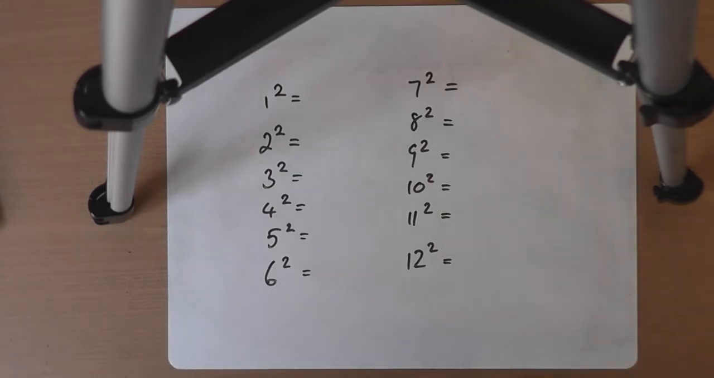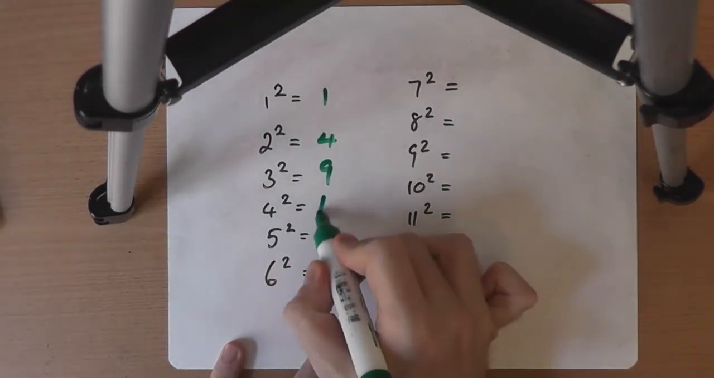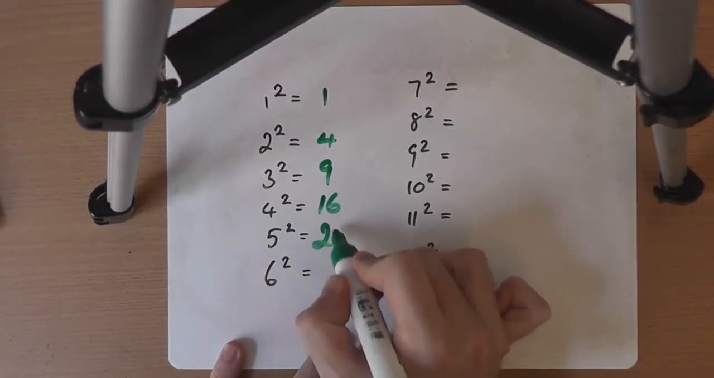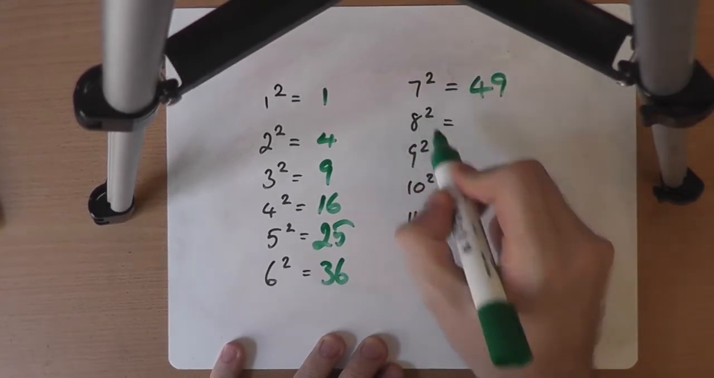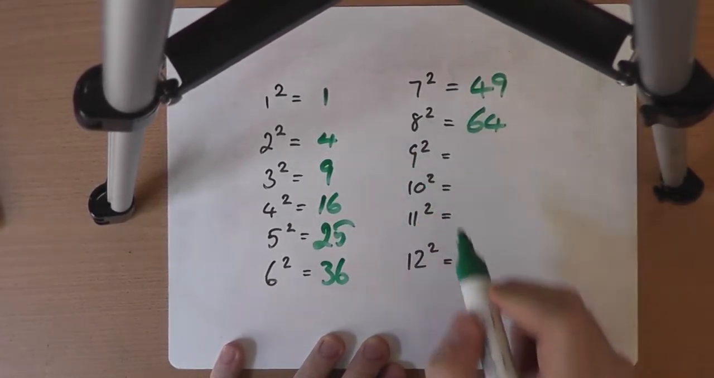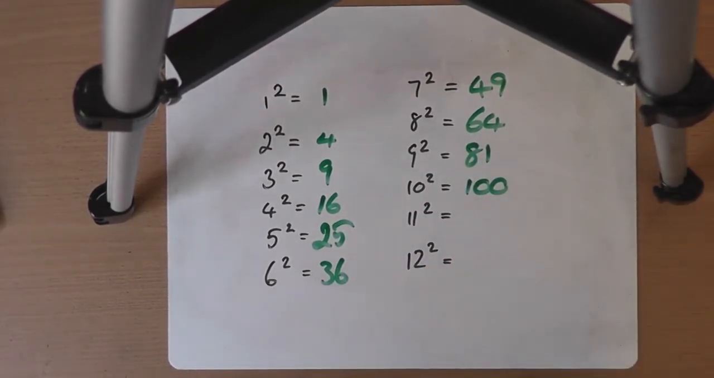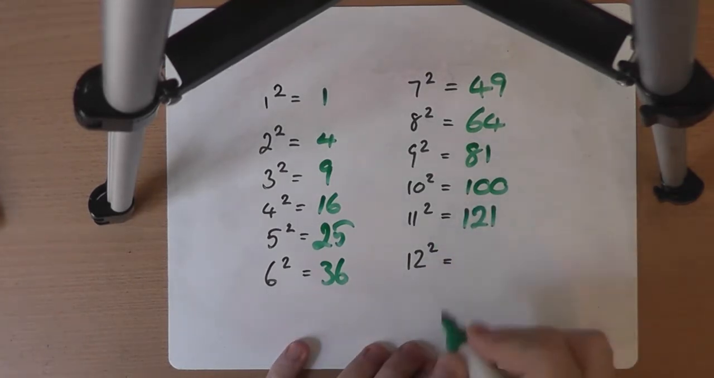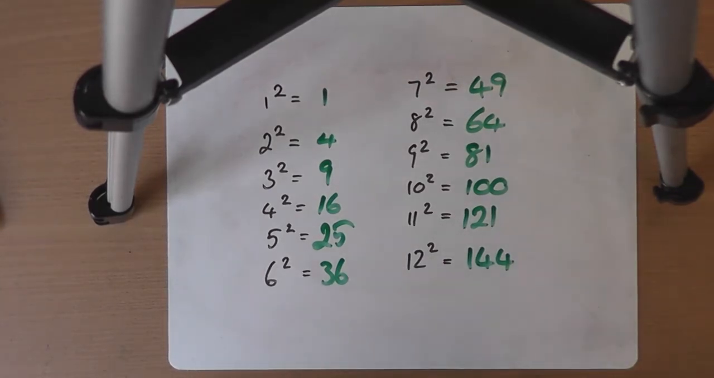So 1 squared, 1 times 1 is 1, 2 squared, 2 times 2 will be 4, 3 squared, 3 times 3 is 9, 4 times 4, 16, 5 times 5, 25. 6 times 6, 36, 7 squared, 7 times 7, 49, 8 squared, 8 times 8, 64, 9 squared, 9 times 9, 81, 10 squared, 10 times 10 is 100, 11 squared, 11 times 11 is 121, and 12 squared, 12 times 12, 144. Now I could carry this list on, I could carry on with 13 squared, 14 squared, and so on, but actually these will do for the point that I'm trying to make.